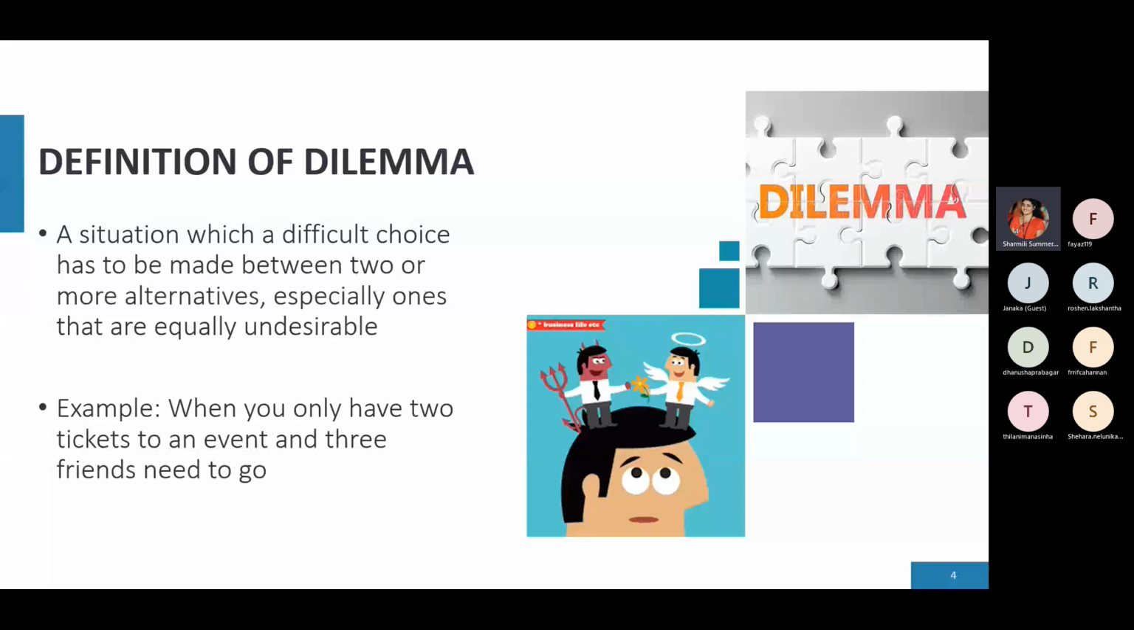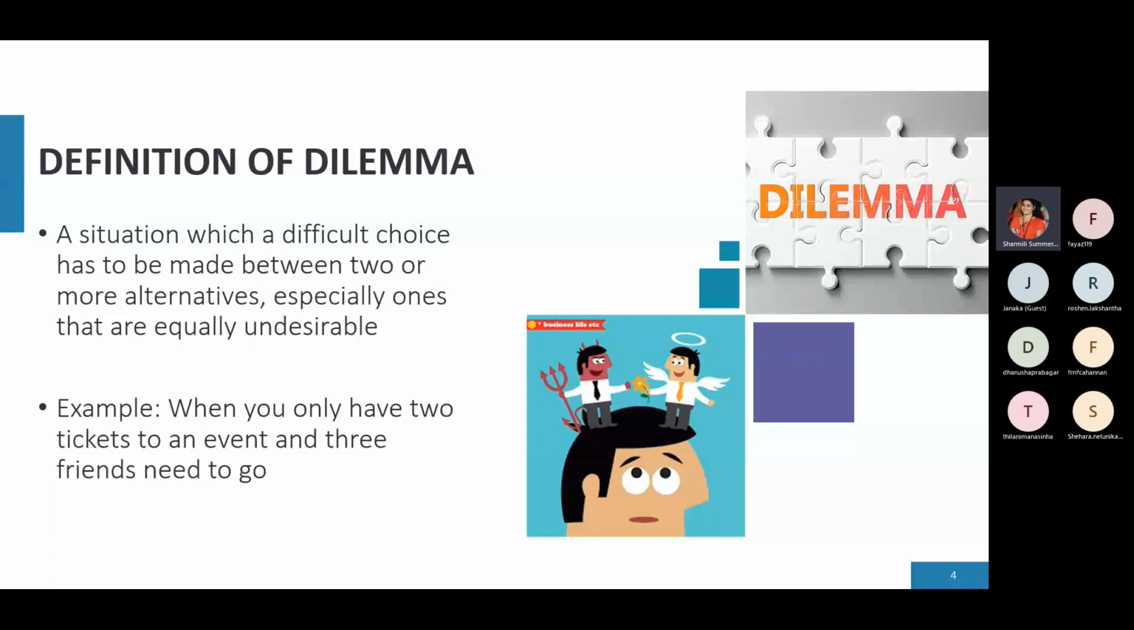So for example, here I have put an example: a group of three friends are planning to go to a movie. One friend has only two tickets. Now that particular friend needs to take a critical decision. Who is going to accompany him? Because the three of them are very best friends. If he takes one friend and leaves the other friend, then it will be a problem.